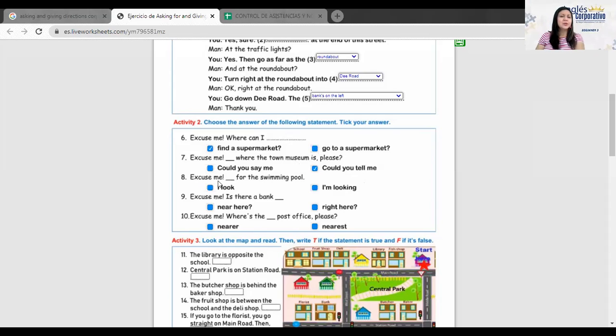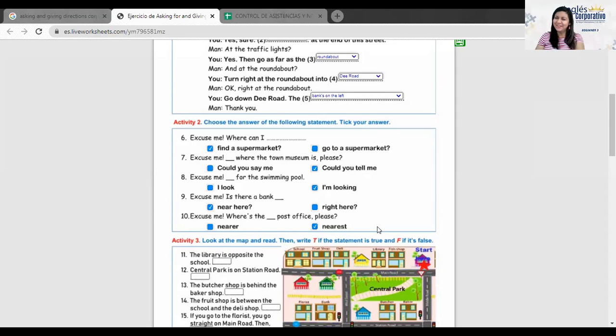Number eight, excuse me, I look or I'm looking for the swimming pool. I'm looking for the swimming pool. Okay. Excuse me, is there a bank near here? Near here. Okay. Excuse me, where's the post? What is the nearer or nearest post office, please? Nearest. La más cercana. Where is the nearest post office, please?